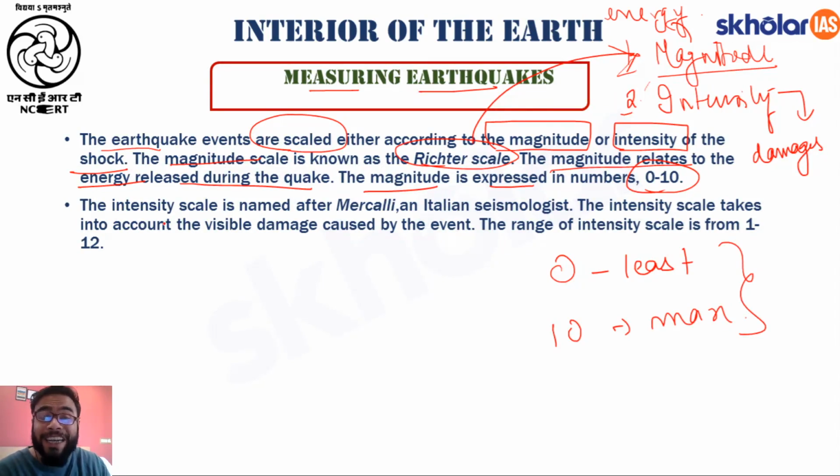Then let us talk about intensity. The intensity scale is named after Mercalli, who is a very famous Italian seismologist.